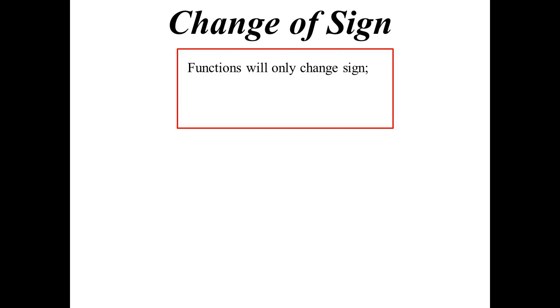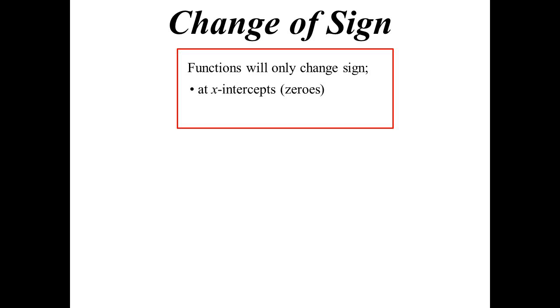I want to talk a bit about this change of sign, and this is to do with finding the critical points. Why do we do it? Why do we find when the bottom of the fraction is equal to 0? What's the point? Here's the thing. Functions will only change sign. It's only possible to go from positive to negative at x-intercepts. Right? You can't go from positive to negative without passing through 0.